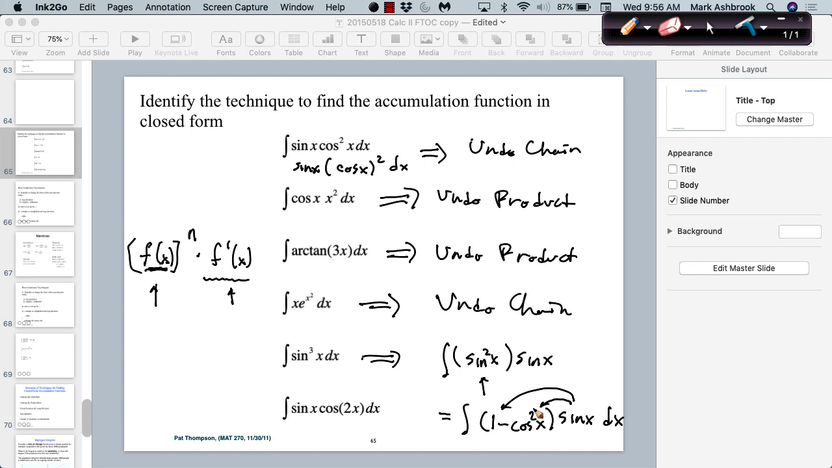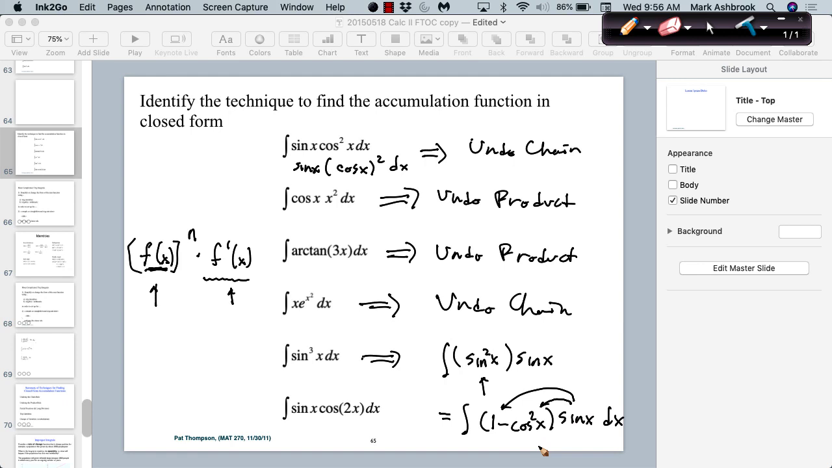So I'm going to have antiderivative of sine minus antiderivative of sine times cosine squared, which is undoing the chain rule. That'll be 1/3 cosine cubed. And then you'll have a negative, right? 1/3 cosine cubed and a negative.